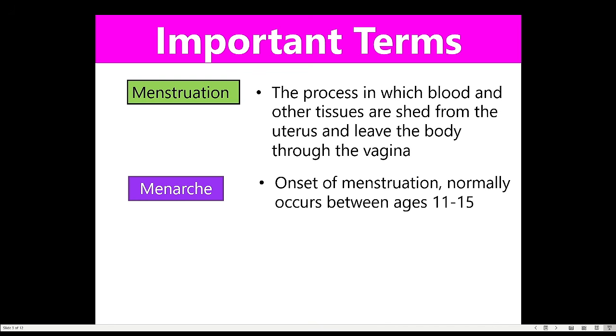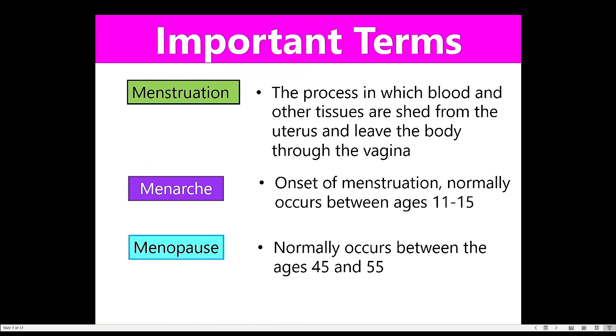And then, pag tayo ay tumatanda na, we also have what we call menopause or menopausal period. During the menopausal period, your ovaries can no longer produce egg cells. Therefore, if there are no egg cells, fertilization is not possible. And this normally occurs during the ages 45 and 55.